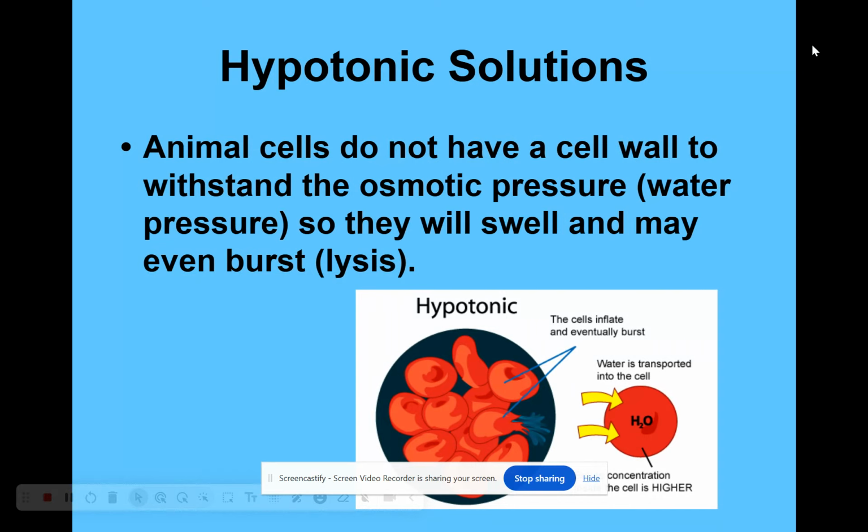So as animal cells, we don't like a lot of fresh water really fast, because it causes our cells to explode. Now, the opposite of that is plant cells. Okay?